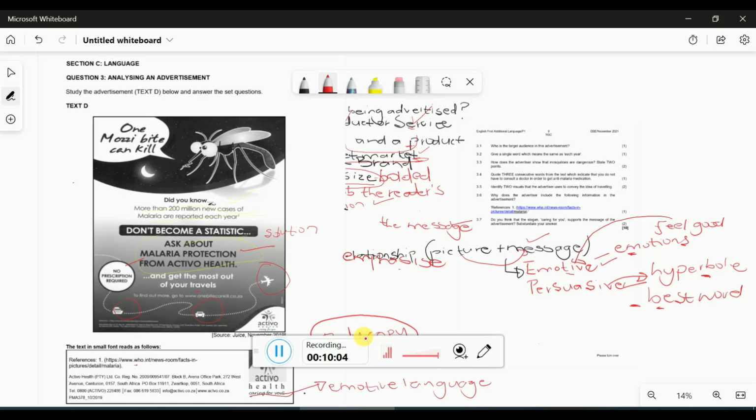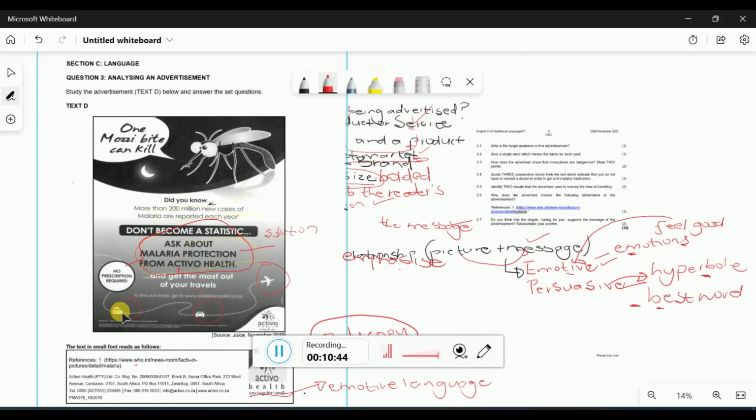Remember the first question that I said you need to ask yourself: what is being advertised here? And when I look and study the message in relation to the pictures that I see, what is being promoted, or rather advertised here, is actually a service in the form of malaria protection from Activo Health. So this advertiser is not here to advertise a product, rather it's here to advertise a service in the form of a malaria protection plan from where? From Activo Health. Correct.